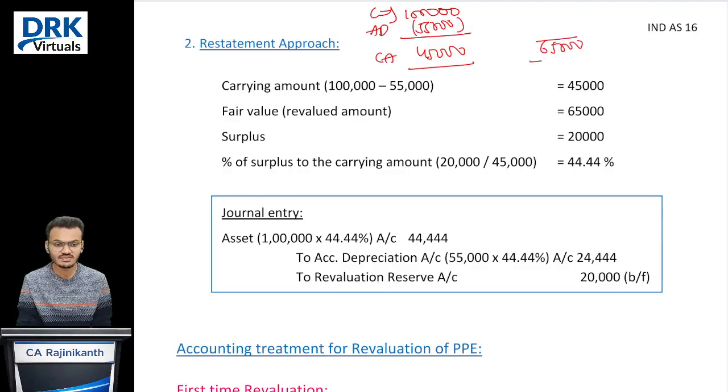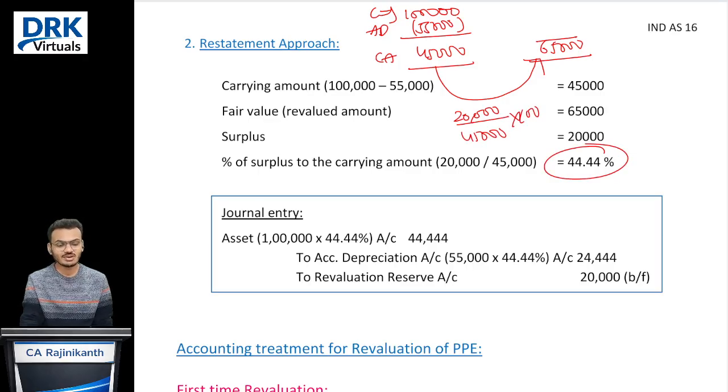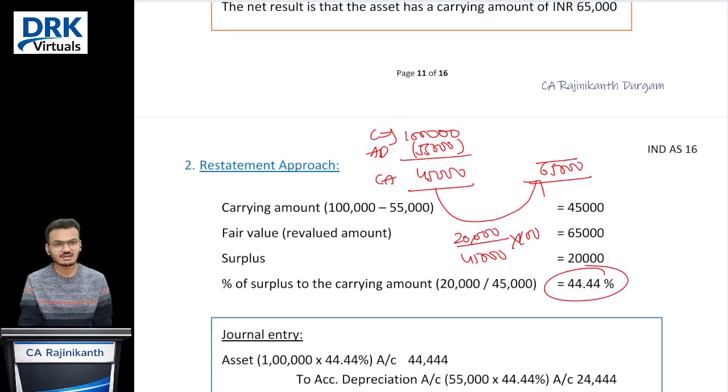Now this is the fair value, correct? So the first step is, we need to calculate the percentage of this change. So how much, sir? It is gain 20,000, correct? Now you calculate the percentage. So this is the percentage. Now what the standard is saying, that it is surplus, correct? Surplus means we need to increase the gross carrying amount of asset by 44.44%. This one also we need to increase by 44.44%.